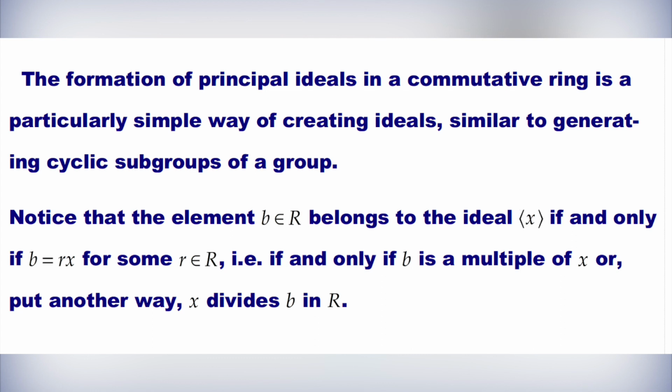The formation of principal ideals in a commutative ring is a particularly simple way of creating ideals, similar to generating cyclic subgroups of a group. Notice that the element b belonging to R belongs to the ideal generated by x if and only if b is equal to rx for some r belonging to R. That is, if and only if b is a multiple of x, or to put it another way, x divides b in R.